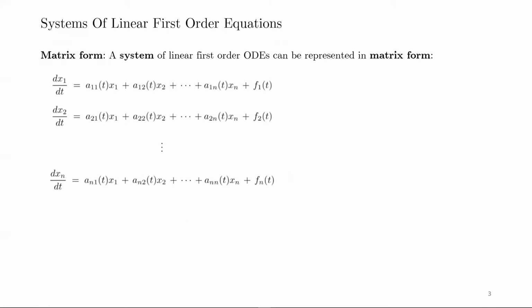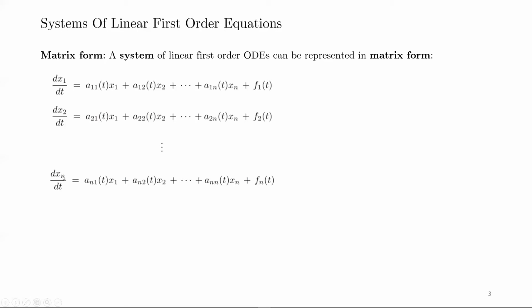If we have n ODEs, then we can represent them by n equations. We're talking about linear first order ODEs here. So we have dx1/dt equals some expression, dx2/dt equals some expression, all the way through to dxn/dt. One key point is that the independent variable in all of these equations is t. So we have the same independent variable but different dependent variables: x1, x2, all the way through to xn.